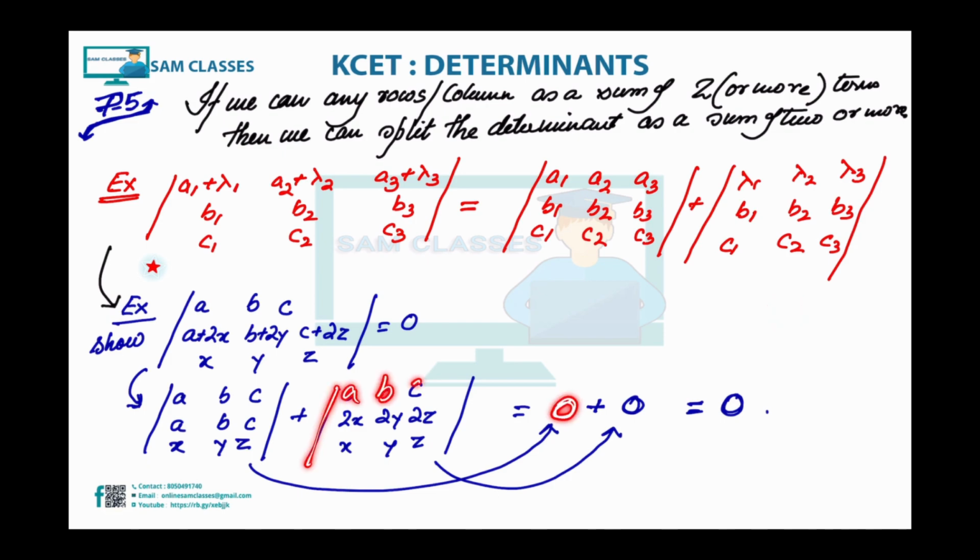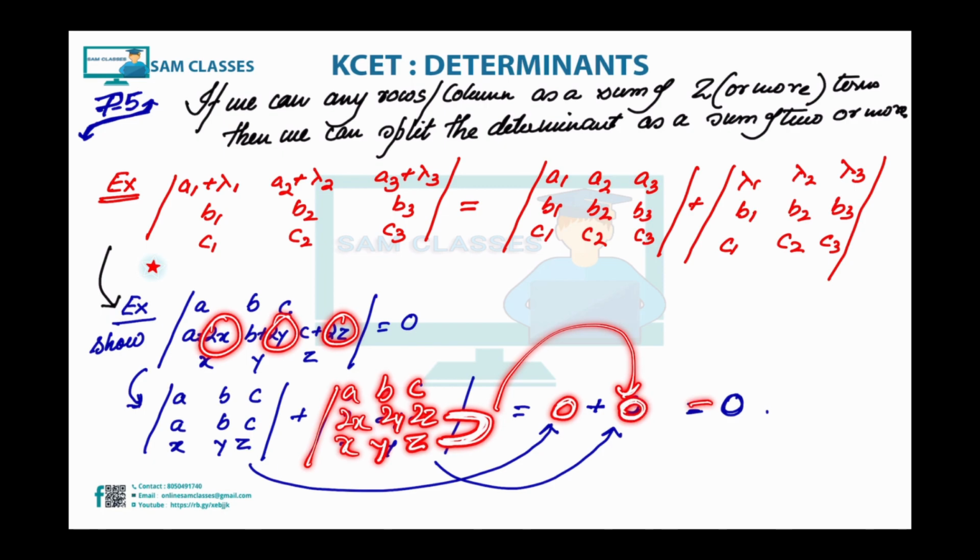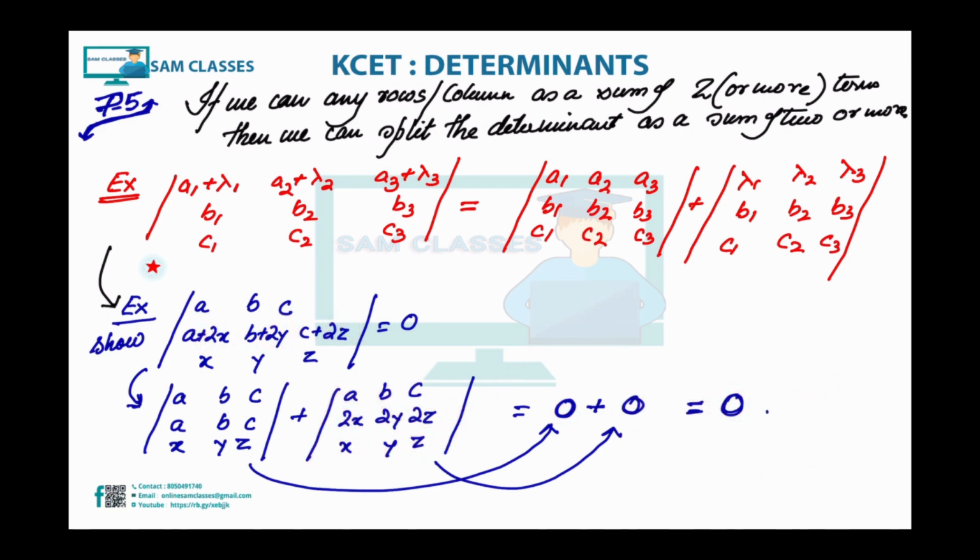Now if you see the second one, a, b, c, and we have taken these elements 2x, 2y, and 2z, and here x, y, z, students. So what do you see? These two rows are proportional, double of each other. So again, we know the property, so 0. So the total value is 0. See, we don't have to solve the determinant. If you understand and do it, it is very simple.